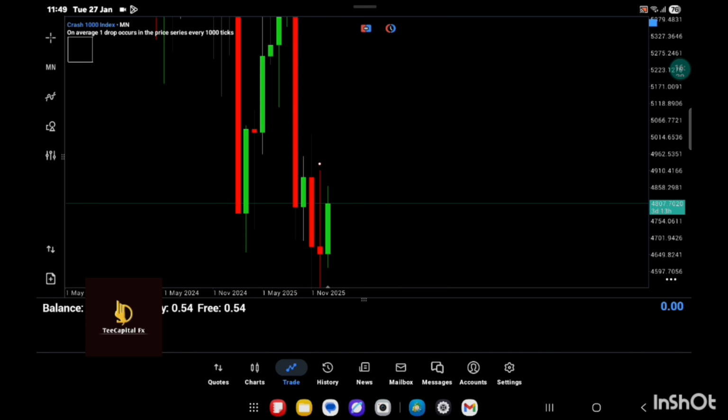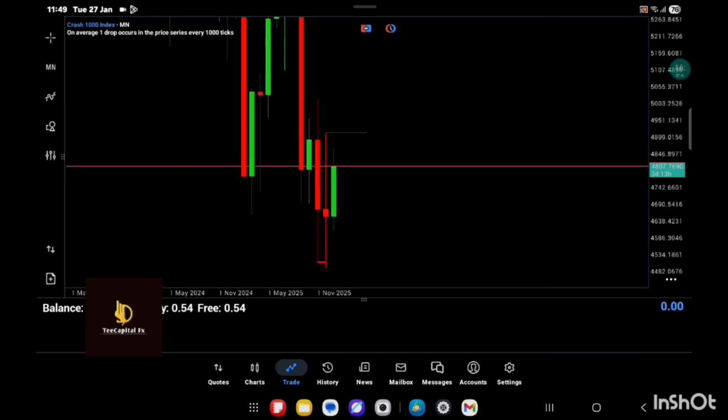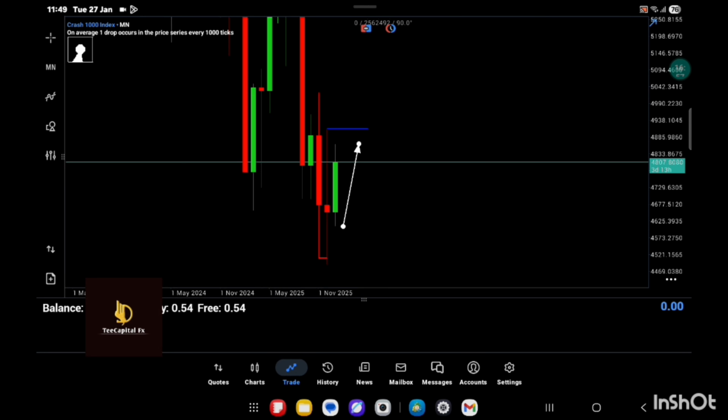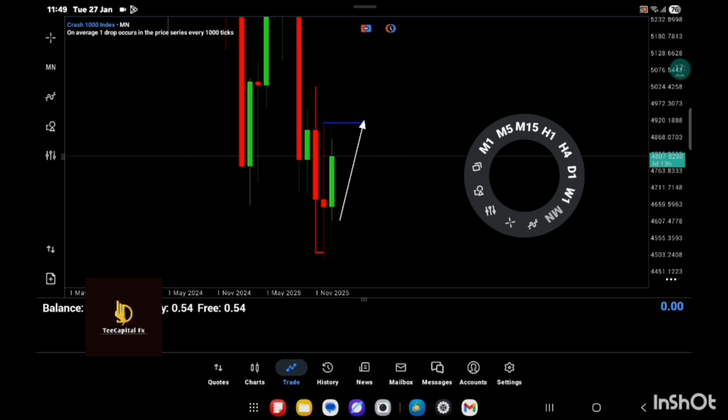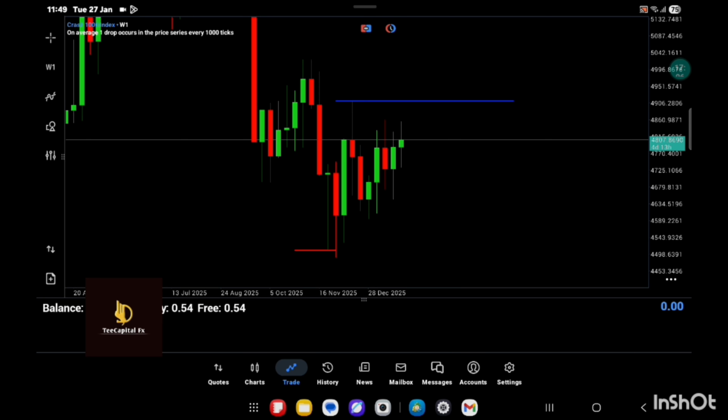Bullish to this point. Normally I mark my target as blue. Good. So this is what monthly is showing us. We're bullish because of the sweep of this last swing point. And this weekly, weekly is also bullish.